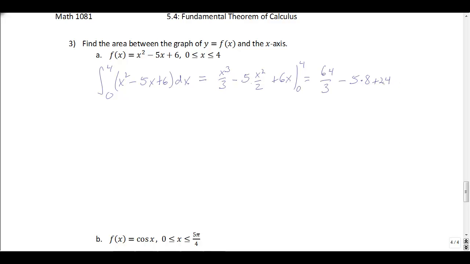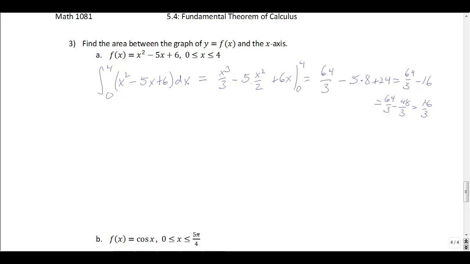Let's see, minus 40 plus 24, it's a minus 16. So that's 64 thirds minus 16. That's 64 thirds minus 48 thirds. That gives me 16 thirds. So that looks sort of reasonable here, but there's a problem here.